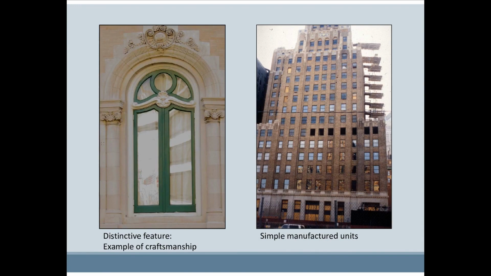Standard 5 states that distinctive features, finishes, and construction techniques or examples of craftsmanship that characterize a property shall be preserved. This reinforces the importance of preserving those windows that are particularly distinctive. Many windows, such as standard manufactured units, are less distinctive in and of themselves. Even the most ordinary windows, however, can still be important components of the pattern and texture of a building's elevation.